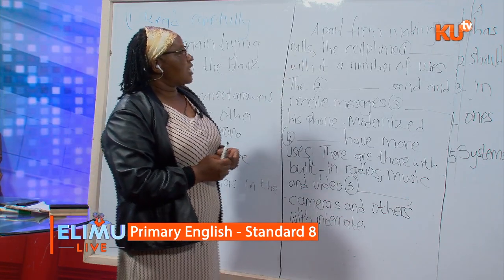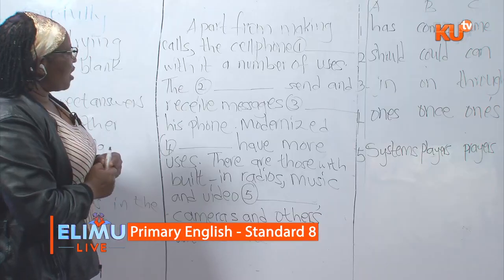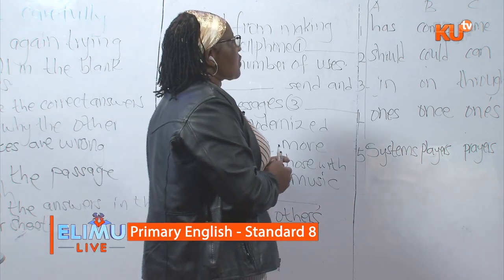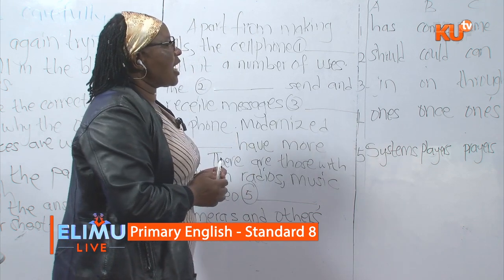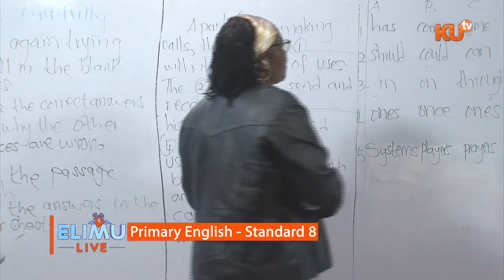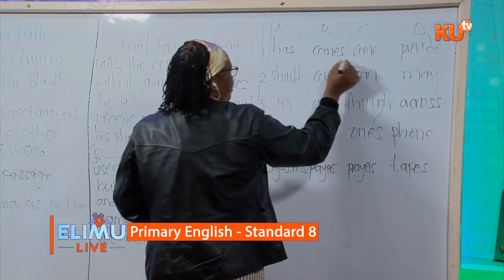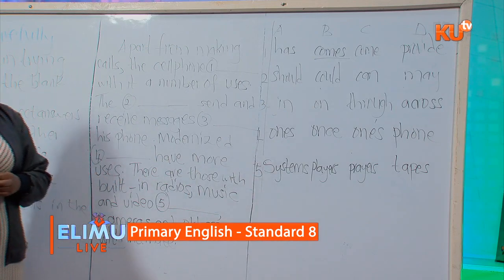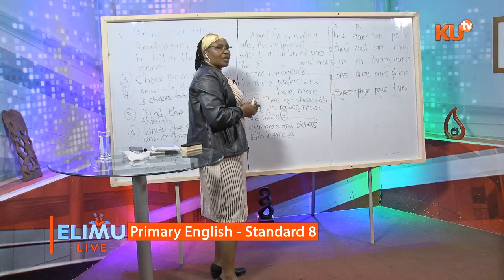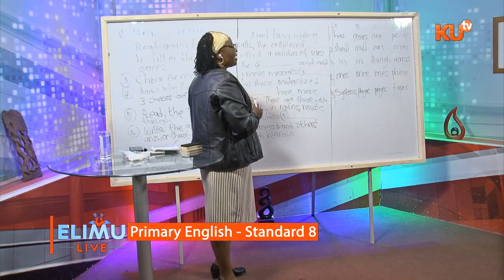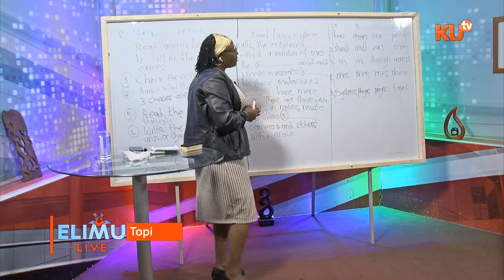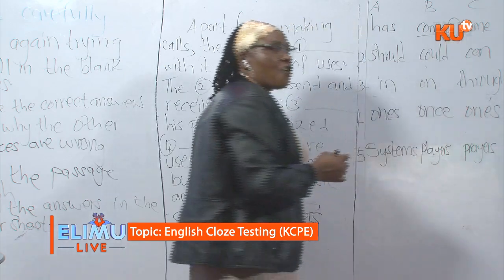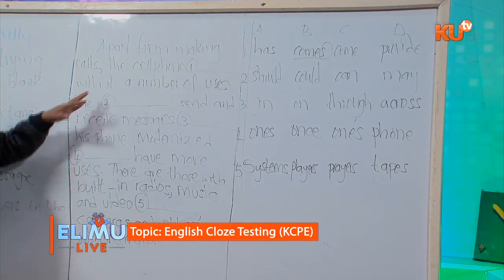Now, so apart from making calls, the cell phone dash with it a number of uses. So this number 1 is testing tenses. For example, the correct choice here should be choice B. This is because the phone is a thing, and it is in the third person singular, whereby we have to put s at the end of the verb. So that is the correct choice.